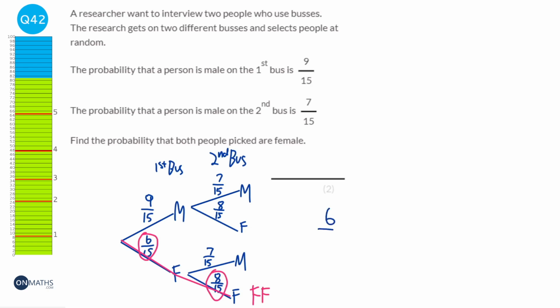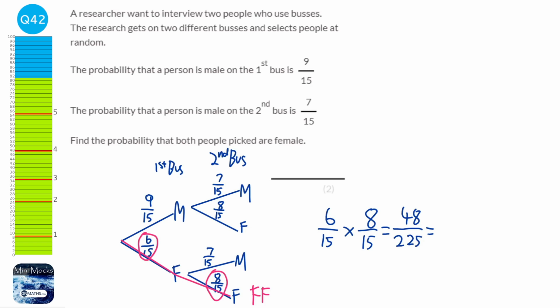So it would be 6/15 times 8/15. So 6 times 8 is 48. And times the bottoms, 15 times 15 is 225. Now you can actually cancel that down. So what you can do is you can divide top and bottom by 3. And that will give you 16/75. So either 48/225 or 16/75.